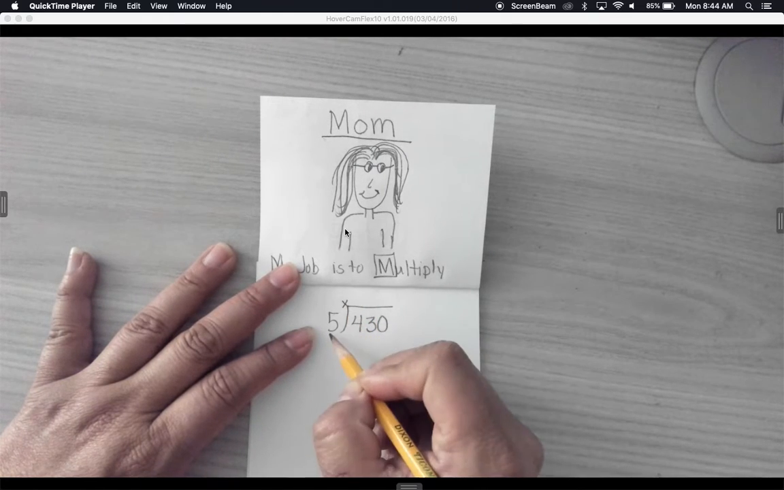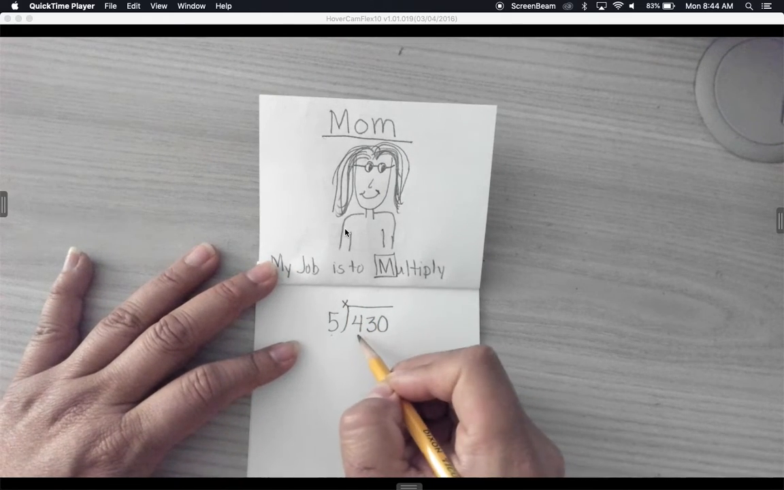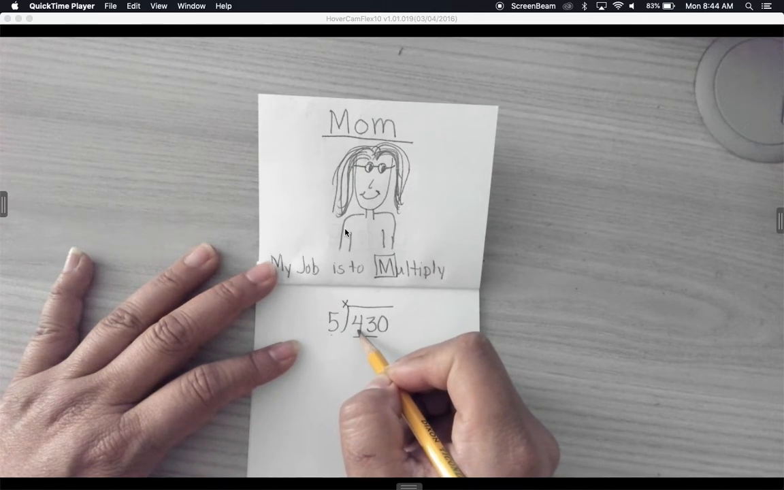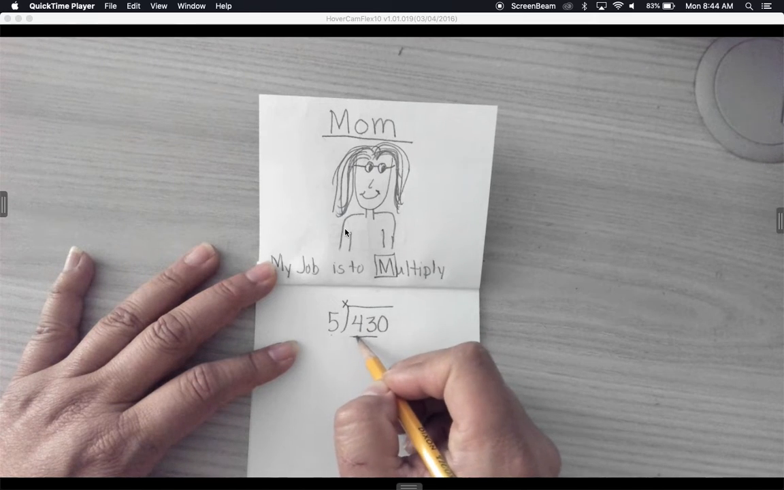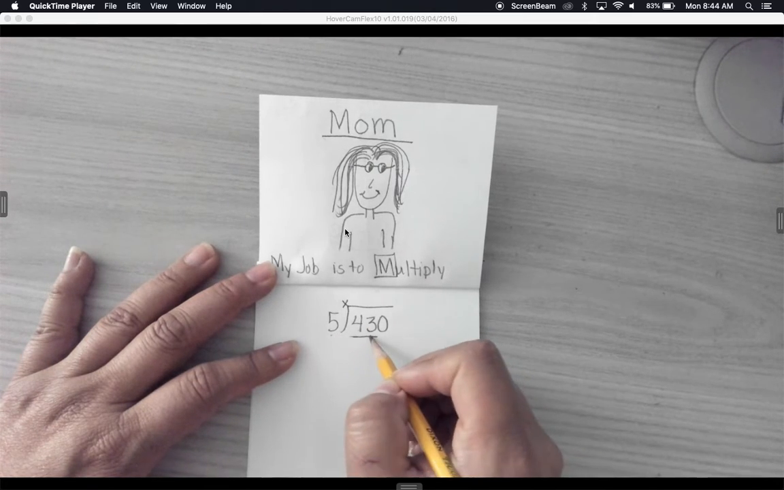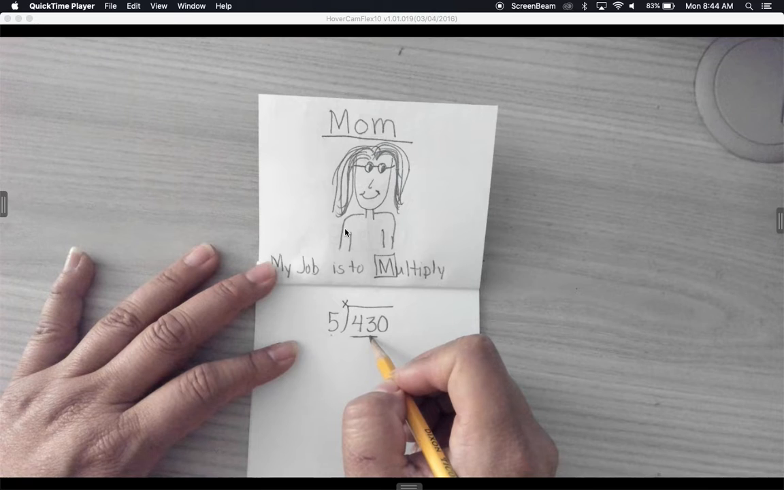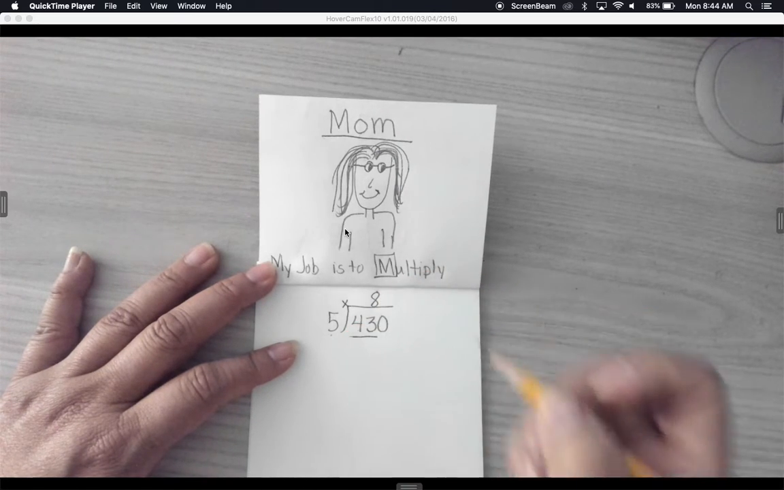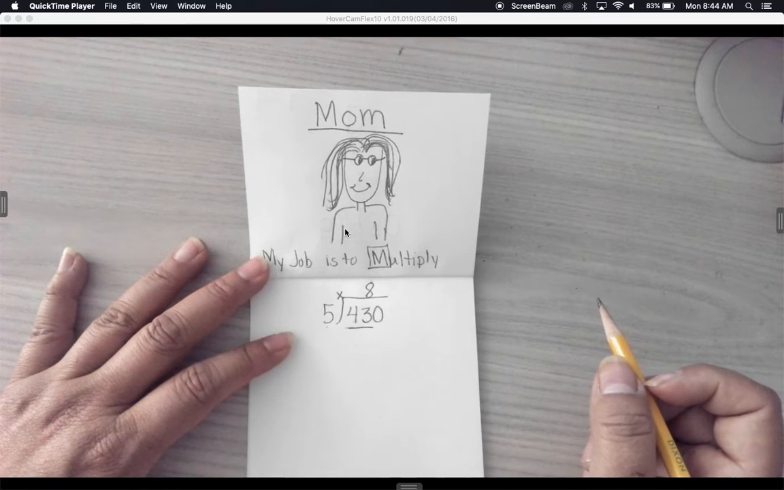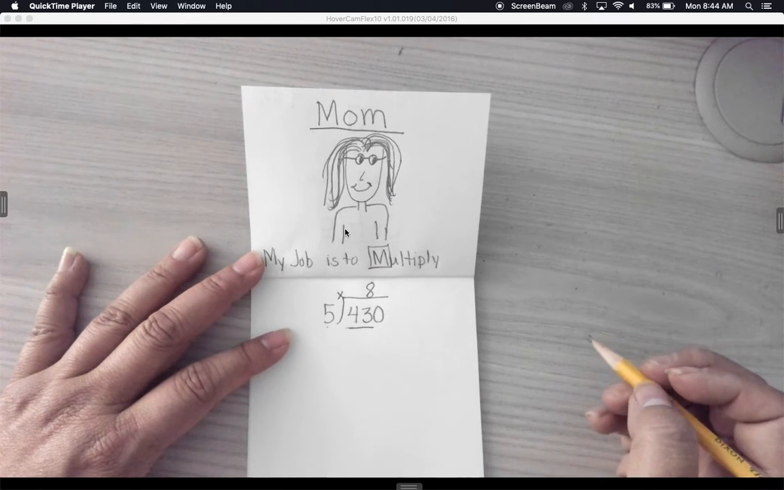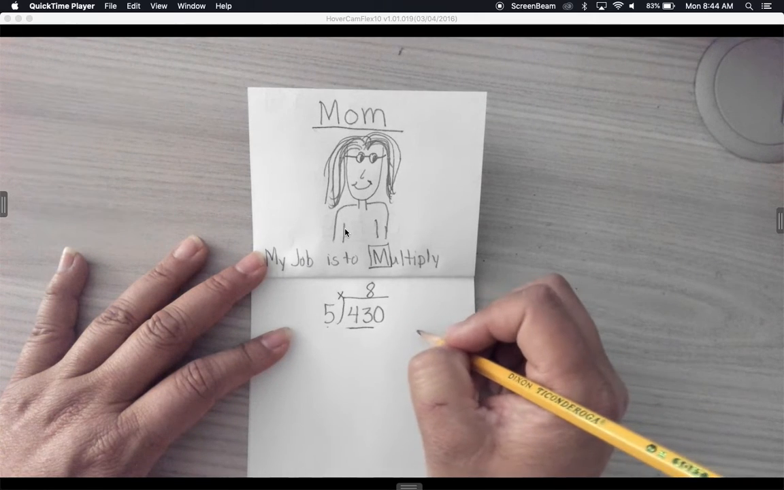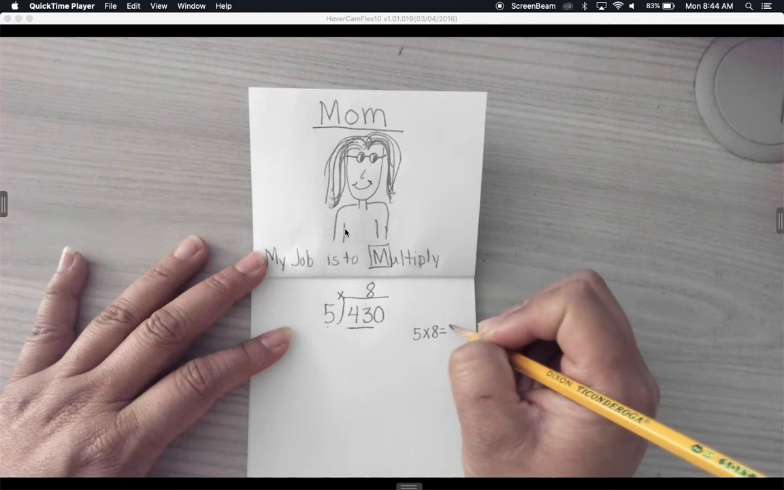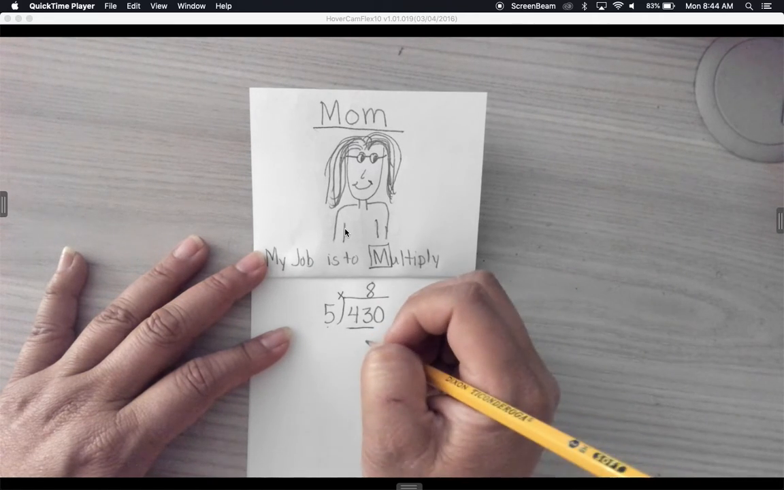So what times 5 is going to get you closer? Well, can you get something times 5 that's going to get you close to 4? No. So then we take the whole number, right? What times 5 is going to get you closer to 43? 8. Okay, so 8. And we know that 5 times 8 equals what? 40. So we write down 40.